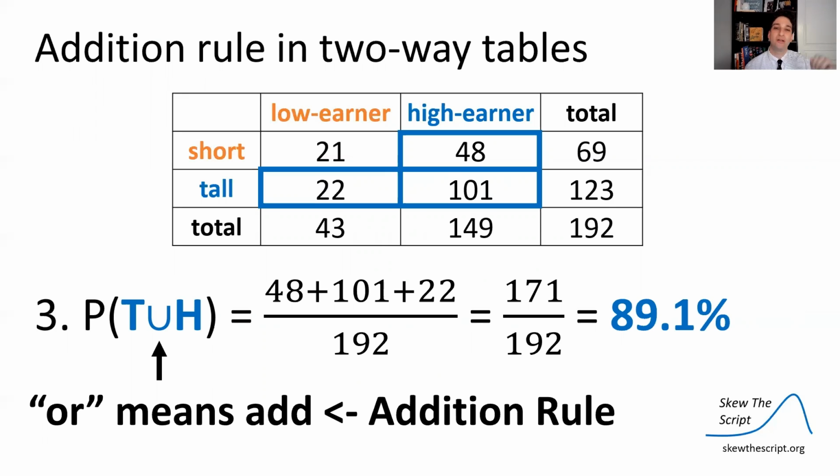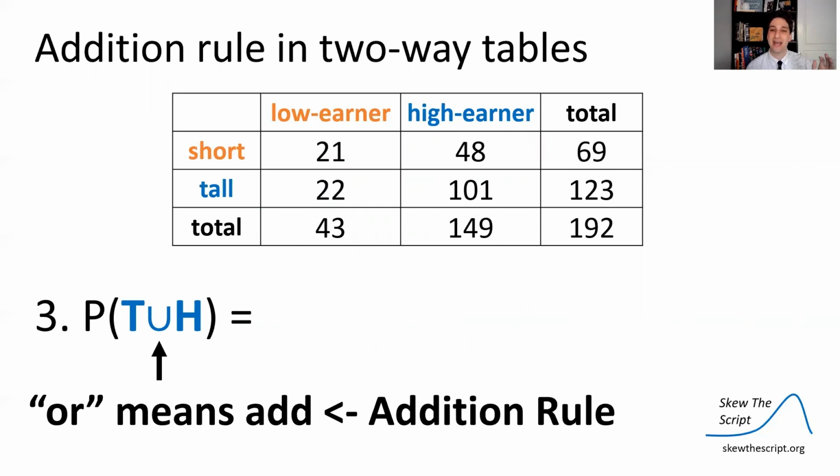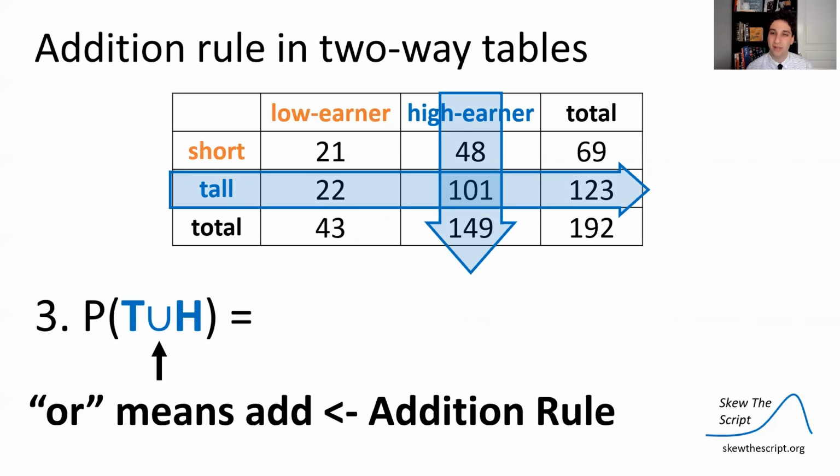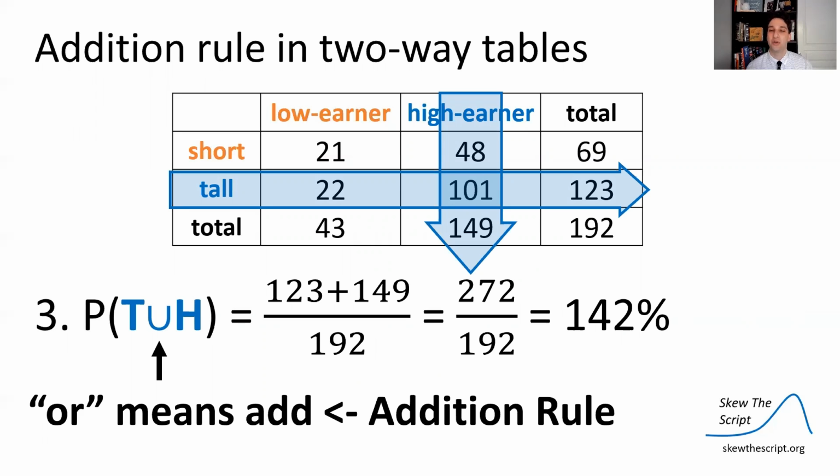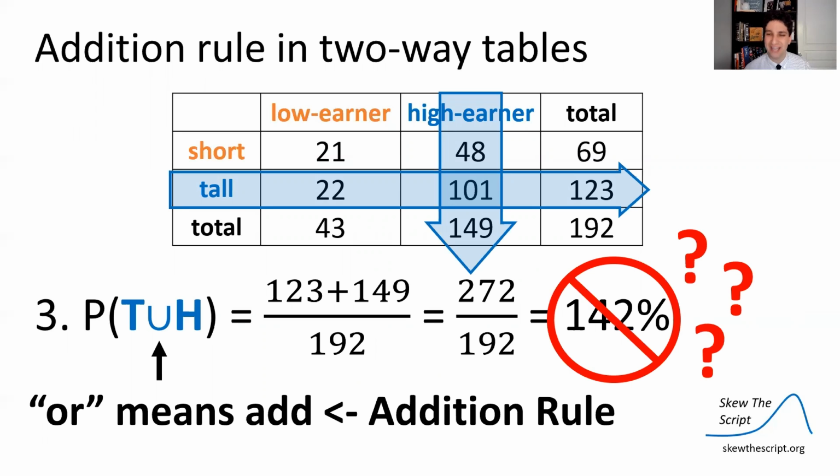Now, you might be thinking, well, this seems like a lot of work. Maybe instead we can use a shortcut. Instead, let's add the column total for high income earner and the row total for all the tall people, because those totals are already given to us, so just add them together. That's very reasonable. So we add those together, and we get a numerator of 272, and it's a 142% chance of getting someone who's tall. Wait, what? 142%. That's above 100%. That's not a valid probability.